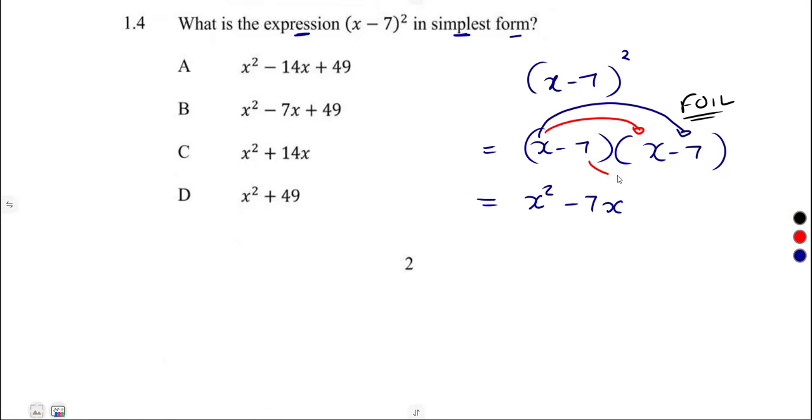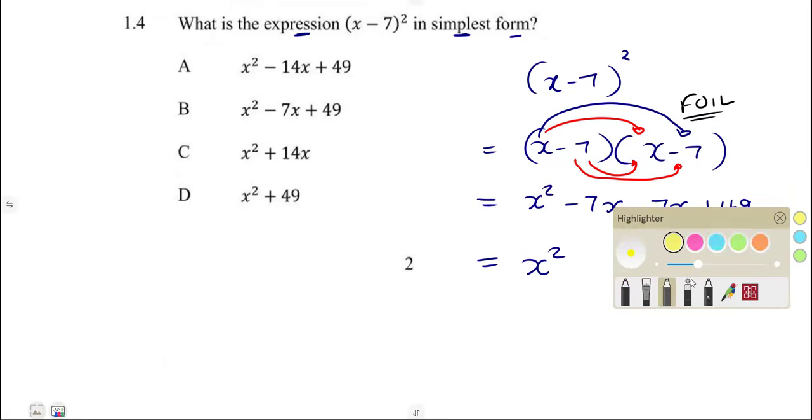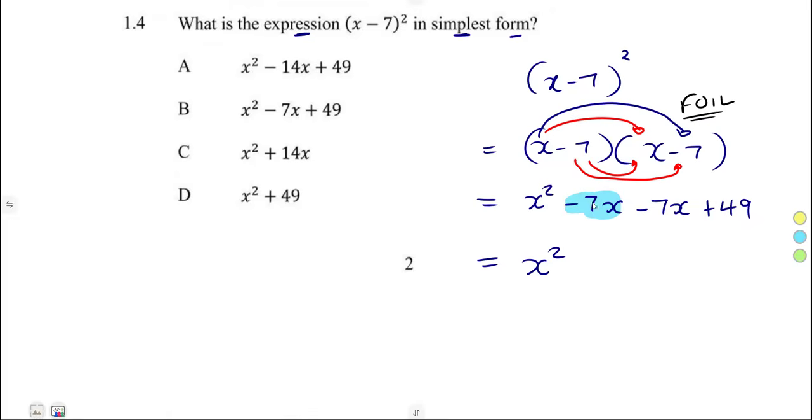Then we've got the inner part, which is negative 7 times x, negative 7x. Then the last, which is negative 7 times negative 7. That is going to give us positive 49. And that is x squared. Collecting the like terms, we've got negative 7x and negative 7x here. So collect those two. That is going to give us negative 7 minus 7, which is minus 14.